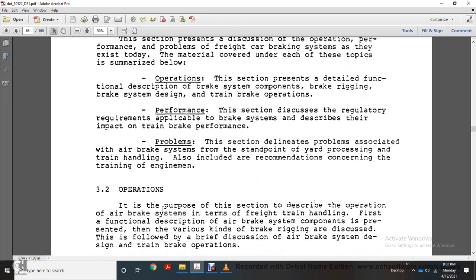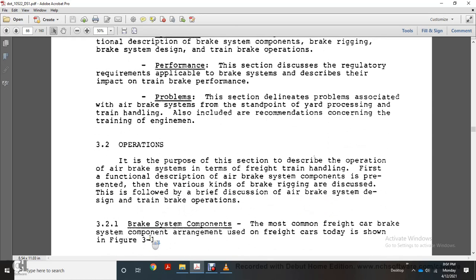3.2 Operation. For the purpose of this section, to describe the operation of the air brake system, the term freight train handling is used. First, the functional description of the air brake system and its requirements are presented. First, the kind of brake rating is discussed, followed by a brief discussion of the air brake system design of the train brake operation.